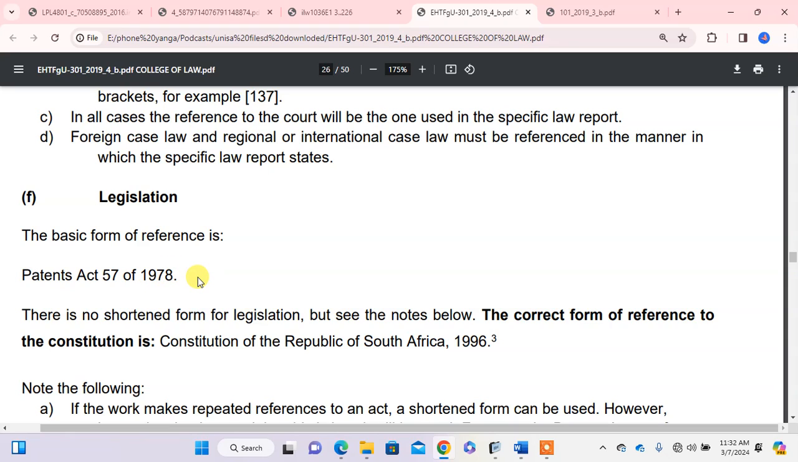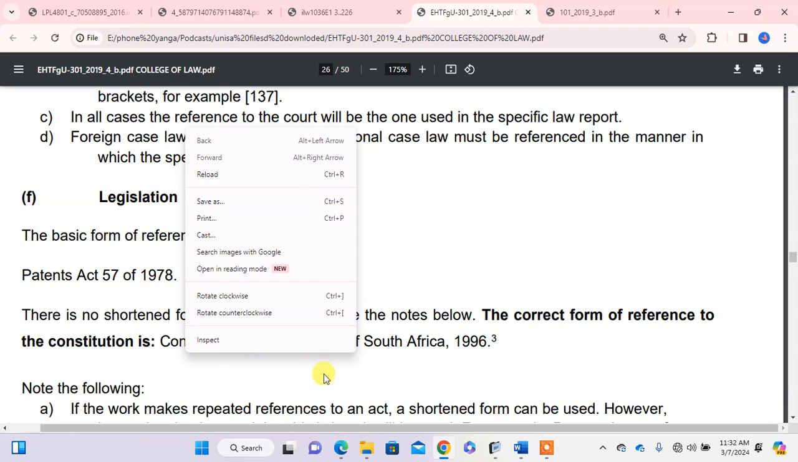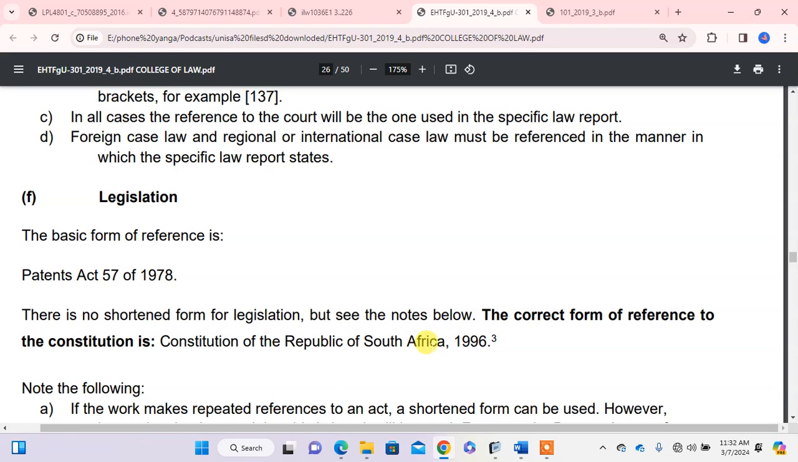Then the correct form of referencing for the Constitution is Constitution of the Republic of South Africa, 1996. You must never forget this one. Okay, Constitution of the Republic of South Africa, 1996. This is how you reference the Constitution of South Africa.